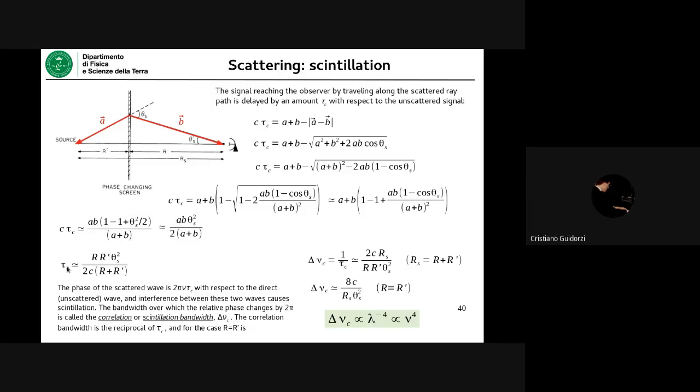So it means that tau c, the typical time scale of the observed pulse, will be larger for what? Not for larger frequency, but for smaller frequency. So the higher the frequency, the narrower the pulse. So the pulse will be observed as a broadened pulse, and the lower the frequency, or the higher lambda, the higher tau. So the broader the pulse. I'll comment on this again next.